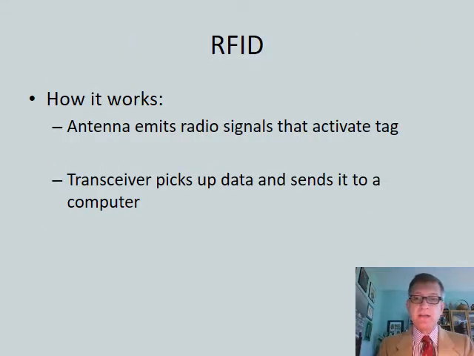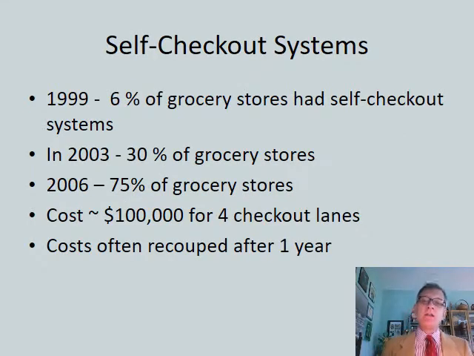Sometimes you buy electronics, small headphones or something, you might find an RFID tag on there. The antenna emits a radio signal, and the tag is activated, and then the transceiver picks up the data and sends it to the computer telling you what's there. Let's talk about another form of technology that's quite often used, self-checkout.